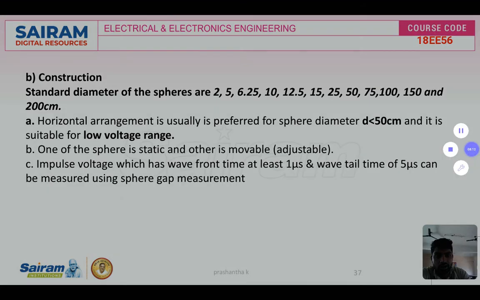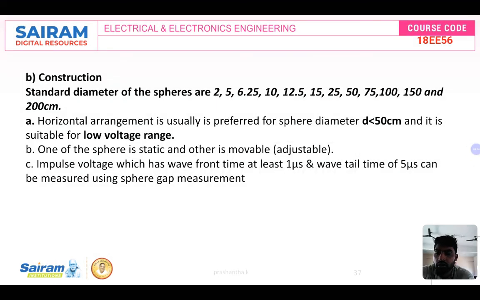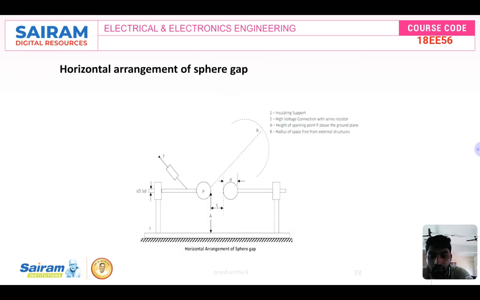So we'll see the constructional part of this sphere gap arrangement. Standard diameters of the sphere are 6.25, 12.5, 25, and so on up to 150 and 200 centimeters. The horizontal arrangement is usually preferred for sphere diameter D less than 50 centimeters, and it is suitable for a low voltage range. One sphere is static and the other is movable, adjustable. Impulse voltage with a wavefront time of at least 1 microsecond and wavetail time of 5 microseconds can be measured using sphere gap measurement. So this is the diagram, the horizontal arrangement of the sphere gap.